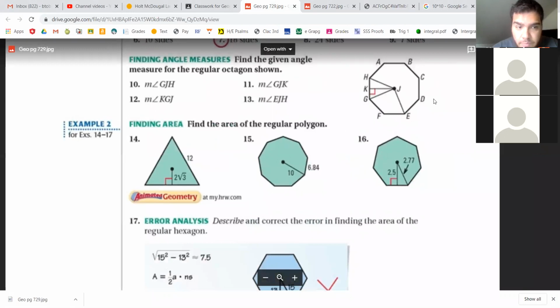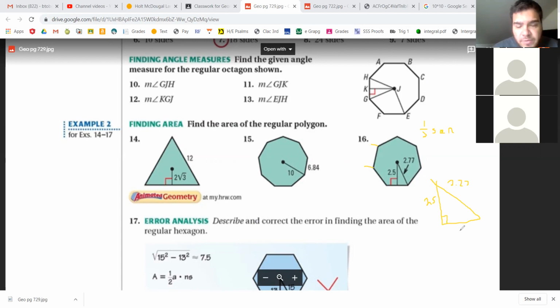Okay, so number 16, we have a situation here where notice they don't give us, again, the equation's 1/2, the size of the side, the apothem, and the number of sides. They don't give us the size here. They don't give us how big this is. So we're going to have to find it. So let me just make a bigger right triangle of this picture right here. Well, they tell me this one's 2.77. And they tell me this is 2.5. They also tell me this is a right angle.